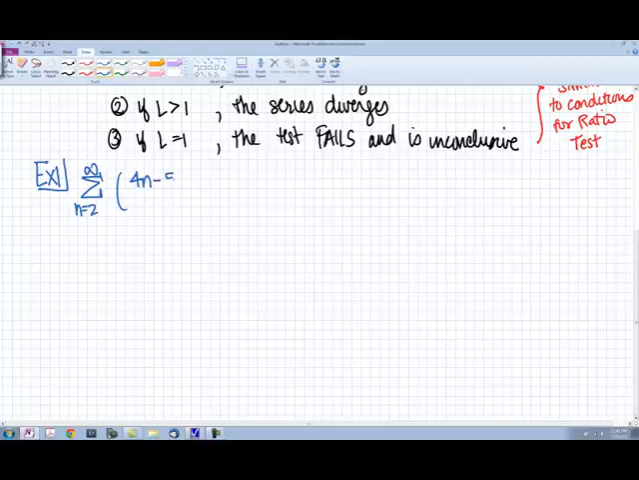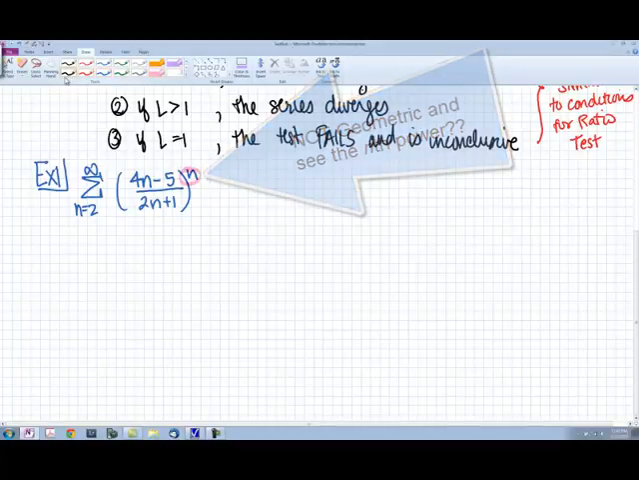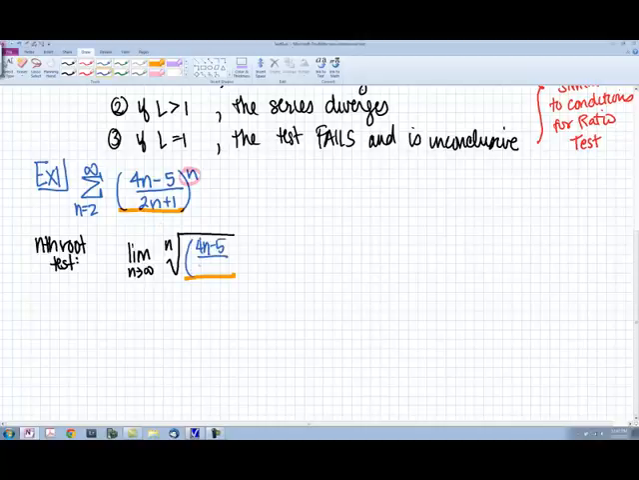So let's say you have (4n minus 5) over (2n plus 1), all to the nth power. Notice that it is not a geometric series because we have n's on the inside, and because I notice that I have an nth power over here, I'm going to use the nth root test. So the nth root test says that we have to find the limit of the nth root of whatever your a sub n is. So that's going to go in here. So I'm going to write in (4n minus 5) over (2n plus 1) to the n power.